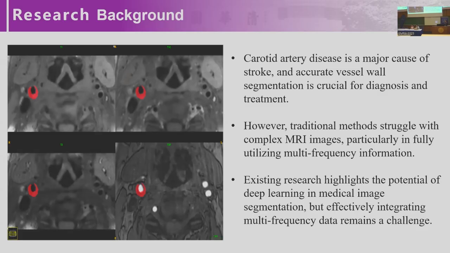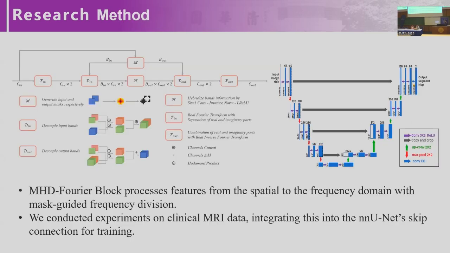These images are from Beijing Xuanwu Hospital, which are used as our training data. It consists of four MRI sequences: T1, T1 contrast, T2, and TOF. And this is our proposed MHD Fourier block. It processes features from the spatial domain to the frequency domain with Fourier transformation, F in here and F out here, and the Manhattan distance map here to separate the whole frequency space into several frequency bands.